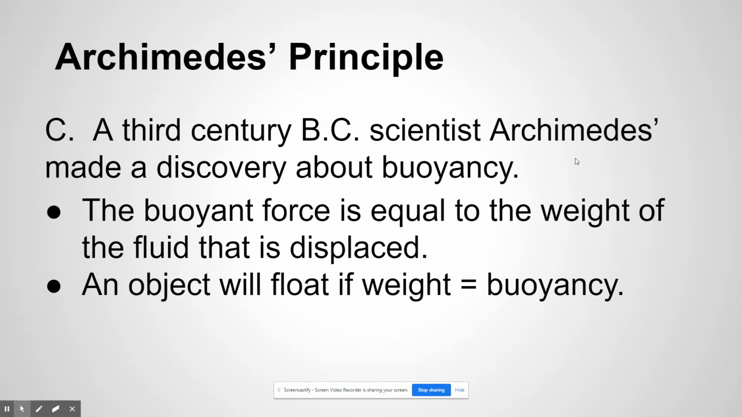So Archimedes' principle is basically the idea of why we have buoyancy. Archimedes was a 3rd century BC scientist. He made a discovery about buoyancy. So the story is that apparently he jumps in a bathtub full of water. The water rises up and goes over the sides of the tub, and he yells out "Eureka!" and realizes that he displaced water, that he moved water aside, and that there was a force there.